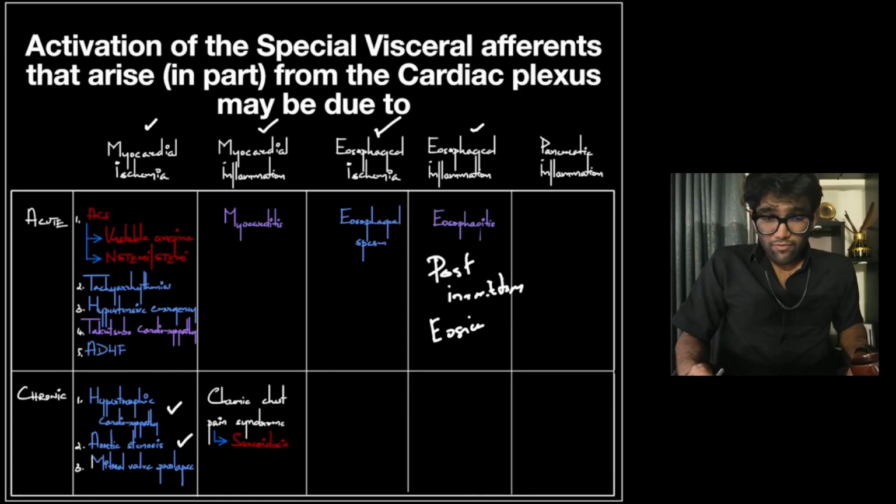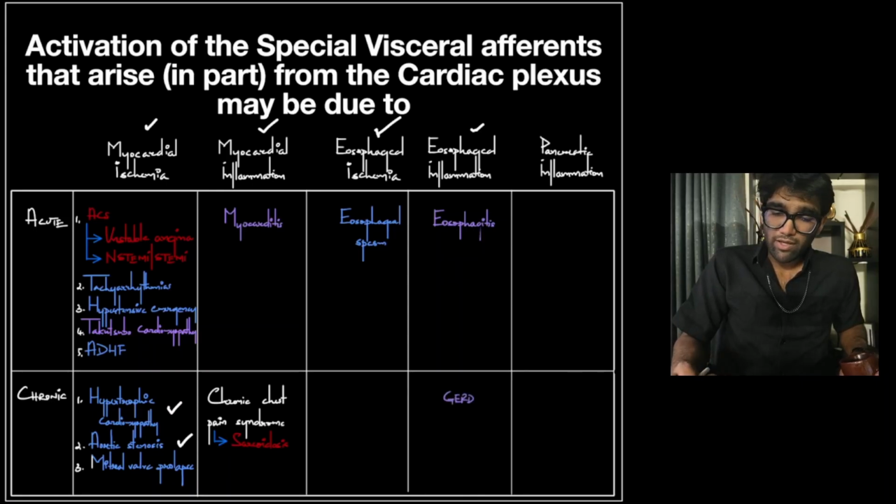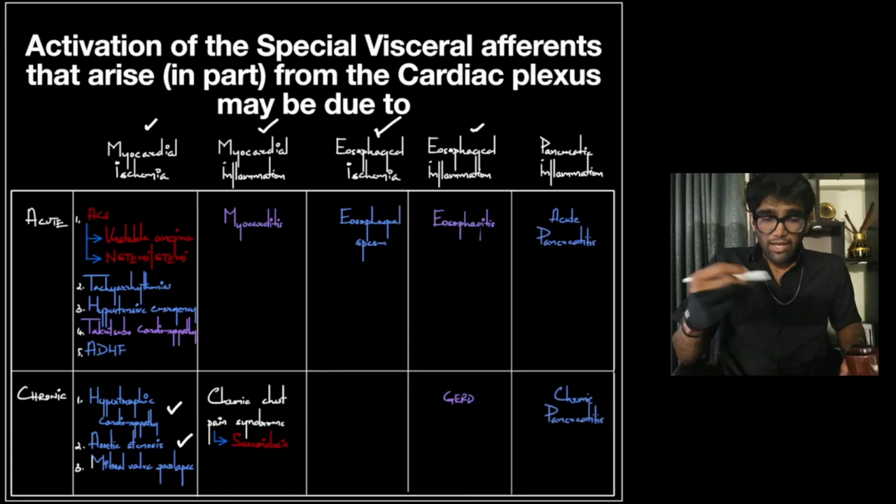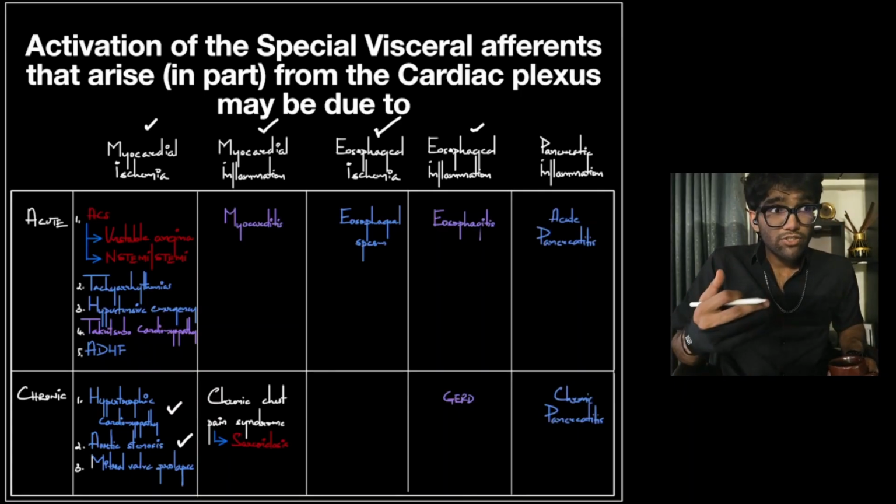Now, finally, we could have pancreatic inflammation. So obviously, acutely that would be acute pancreatitis, and in a chronic setting it would be chronic pancreatitis. And persistent esophageal inflammation would happen with gastroesophageal reflux disease.